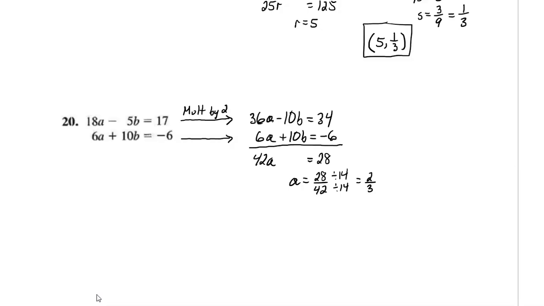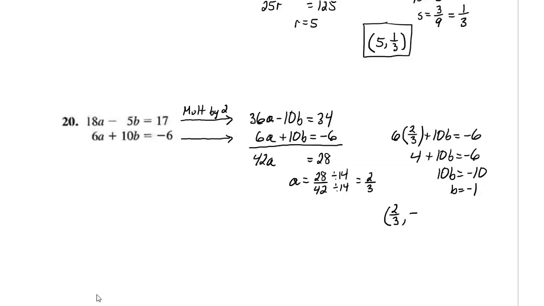You can use the first or second equation. I'm choosing the second equation. 6 parentheses, 2/3, plus 10b equals -6. 2/3 of 6 is 4. Subtract 4 from both sides. And therefore b is -1. In alphabetical order, A comes before B.